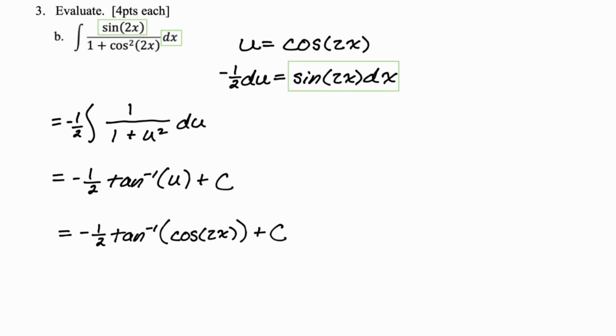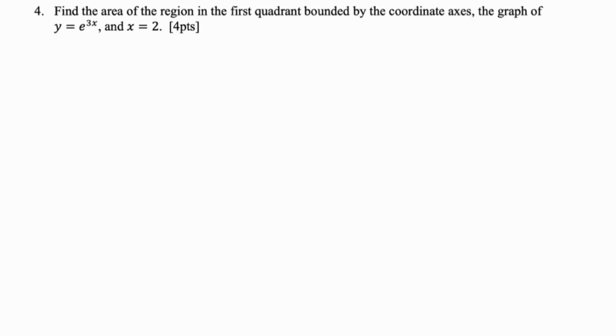All right, let's take a look at the next one. Number 4, I want to find the area of the region in the first quadrant. So that's important, first quadrant. Bounded by the coordinate axes and the graph of y equals e to the 3x and x equals 2. All right, so I'm going to start with a graph. So generally speaking, you want to graph this as best you can. It doesn't need to be perfect.